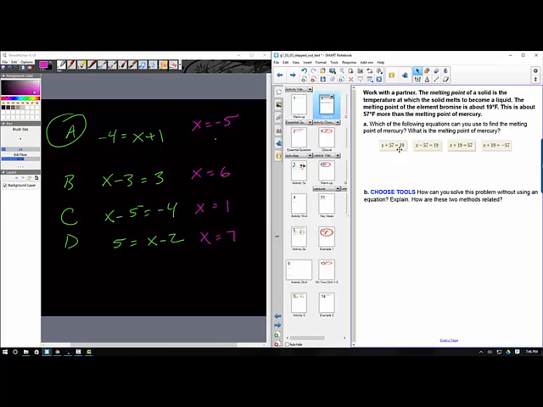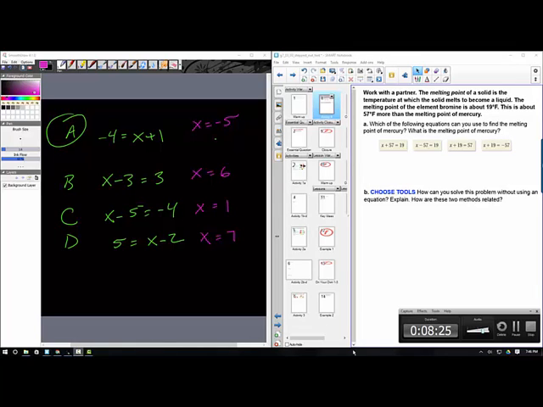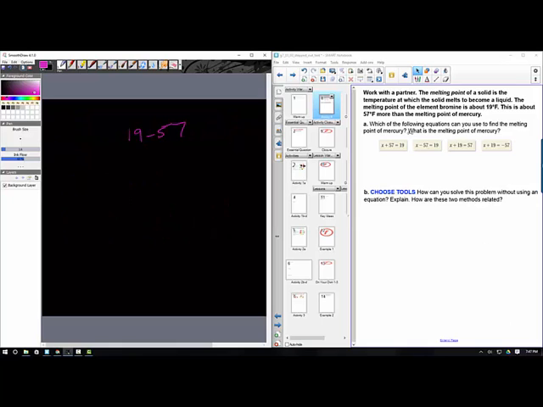And this one here says we're looking for the melting point. Which equation could I use to find the melting point of mercury? So it says the melting point of the element bromine is 19. This is about 57 more than the melting point of mercury. And it's asking, what is the melting point of mercury? So if I think about this for a second, it says that the melting point of an element is 19, and this is about 57 more than the melting point of mercury. So I know that I have 19, and I'm going to subtract 57 to get an answer.